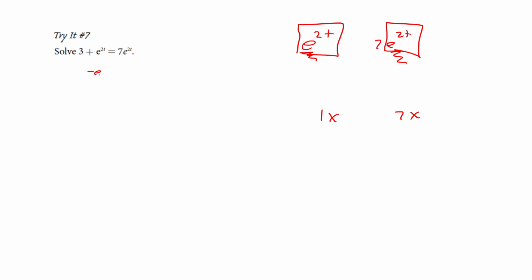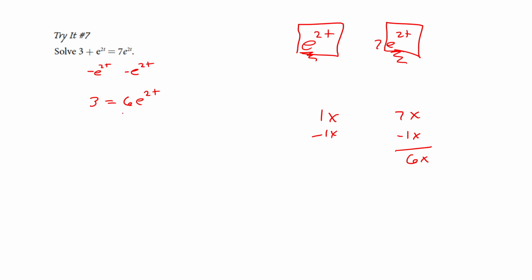I'm going to subtract e to the 2t here. If I do it on one side, I've got to do it to the other. Because they're the same, I knew I could actually put these together. And I'm going to have 3 equals 6e to the 2t. Does that make sense? So it's like I have one of them I've taken away, just as if I had 7 and I subtracted, it's all the same rules. If I took away an x on both sides, I'd have 6x. Well, I've got 6 e to the 2t's.